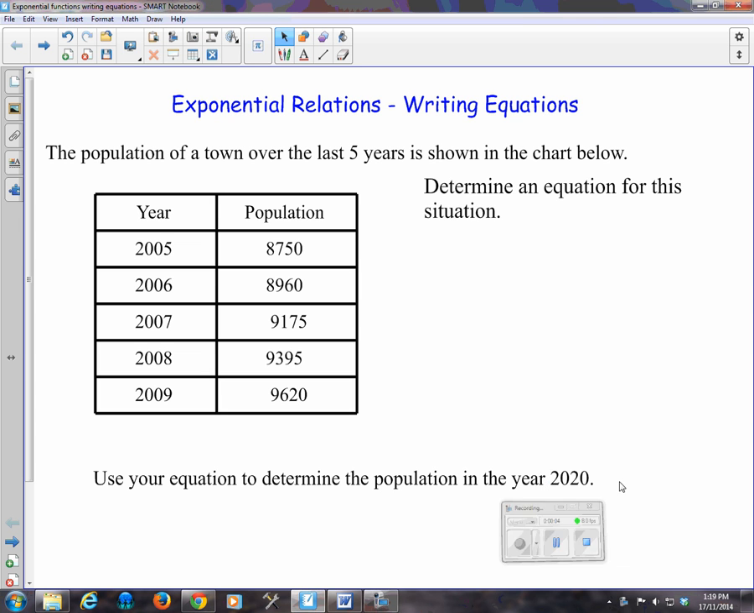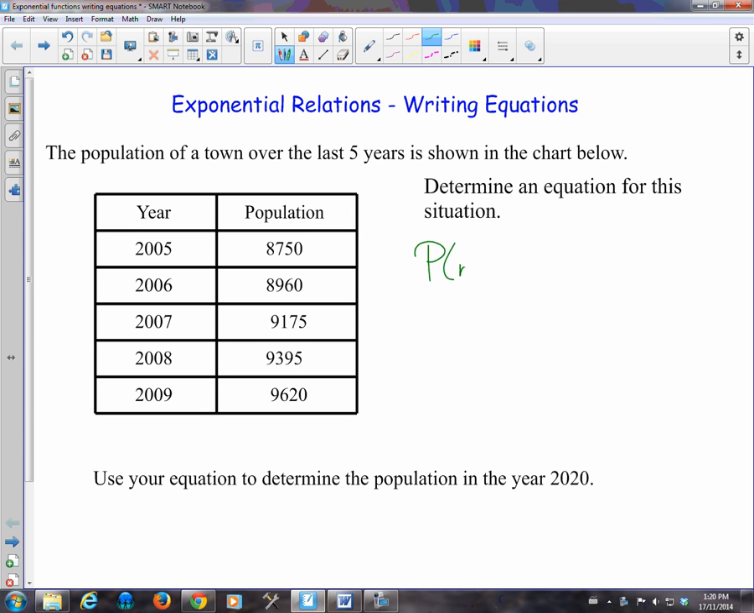Okay, this is Unit 4, Lesson 9. We're going to look at how to write an equation when we're given some information for an exponential function. So what you need to remember is our pattern. So there's our pattern, where A is your initial value, R is your rate of growth or decay, and N is your time frame, the number of times that it's increasing or decreasing.